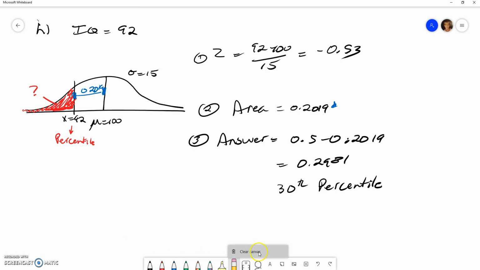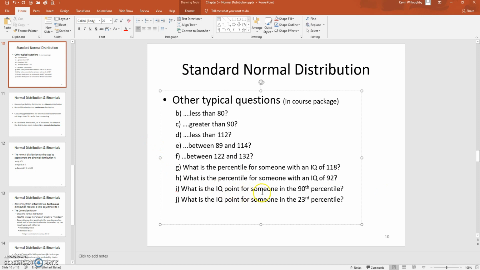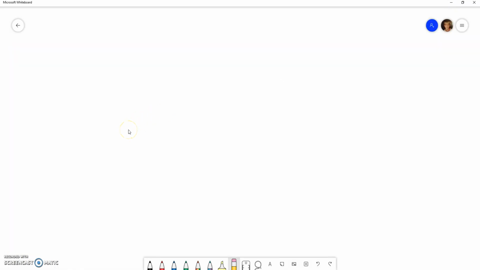Let's erase this. Let's go into Part I. IQ point for someone in the 90th percentile. Okay, so we want an IQ point. We don't know the X value. The IQ for someone in the 90th percentile. So question I: what is the IQ in the 90th percentile?